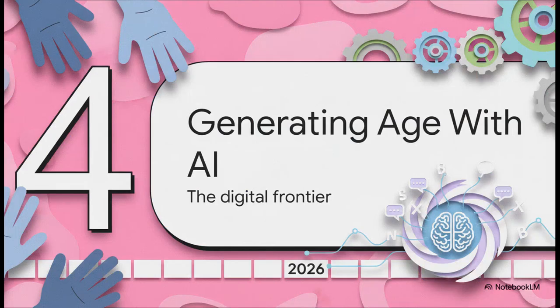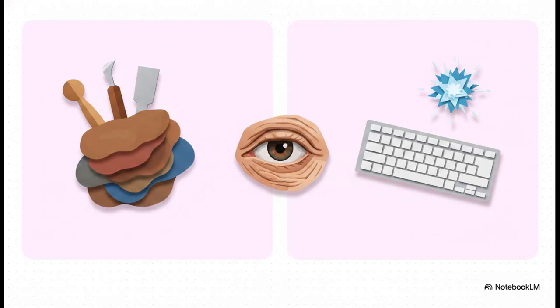The human form has been manipulated using physical chemistry and some serious tactile artistry. Which brings us to Section 4, generating age with AI, the digital frontier. Now, what happens when we throw out the physical clay entirely? The contrast here is super fascinating. We're talking about sculpting with clay versus sculpting with prompts.